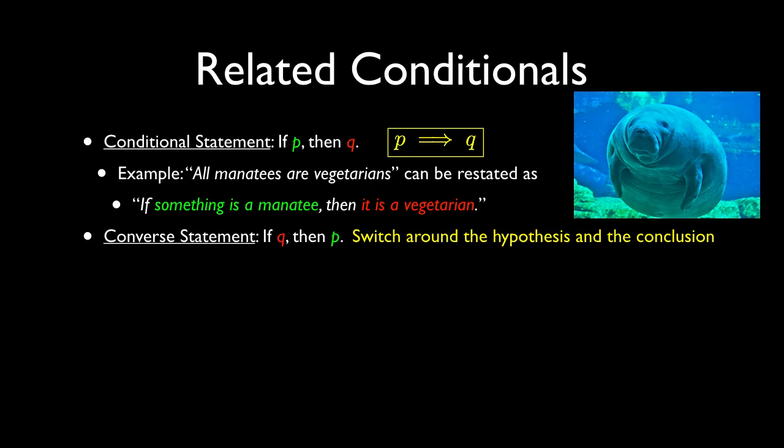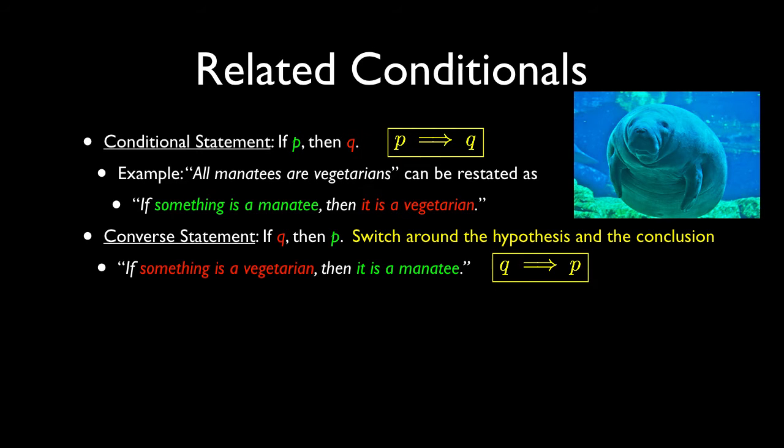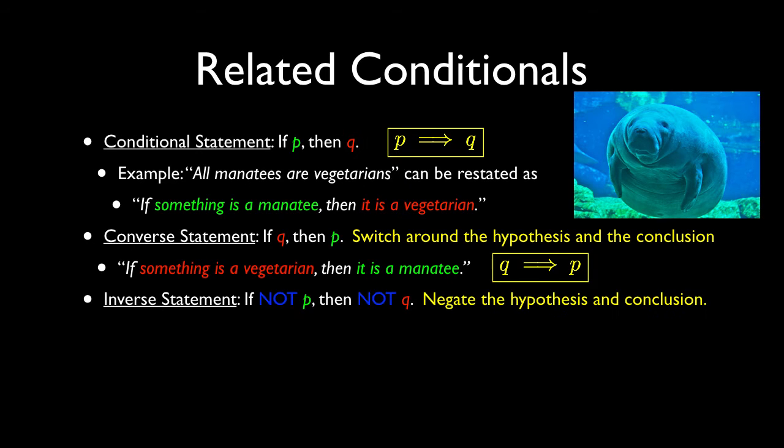The converse of a conditional switches around the hypothesis with the conclusion. So instead of P implies Q, it's now Q implies P. We could say if something is a vegetarian, then it is a manatee. Well, that's ridiculous. There are plenty of vegetarians that are not manatees. So the converse is not always true, given that the conditional is true.